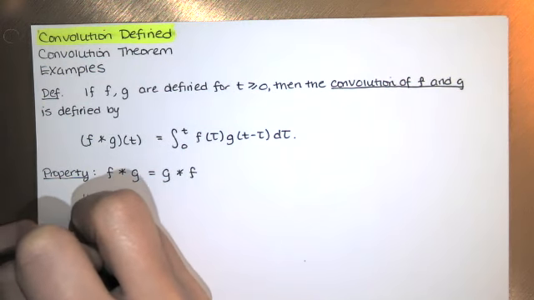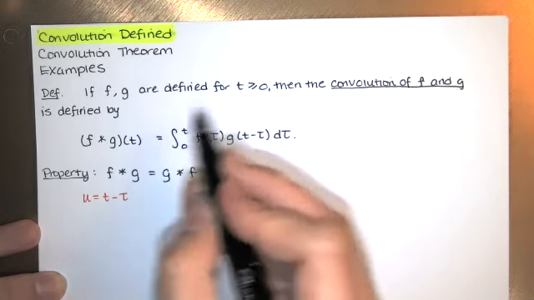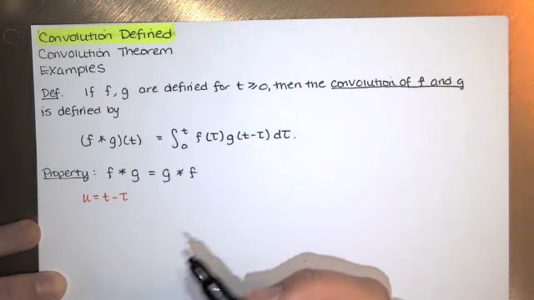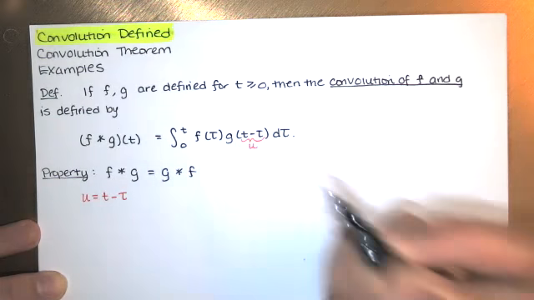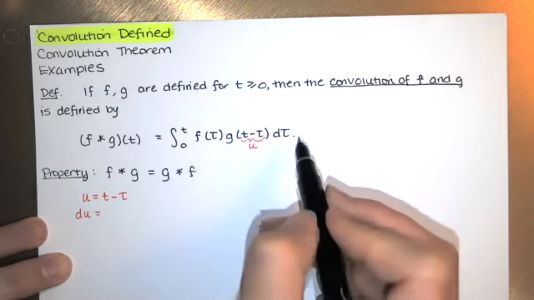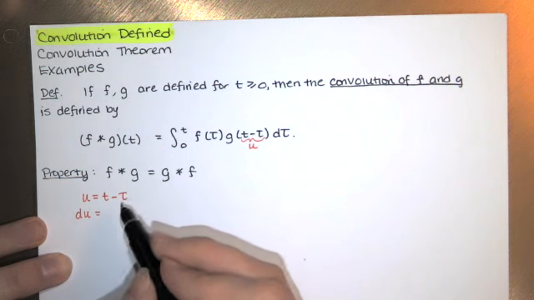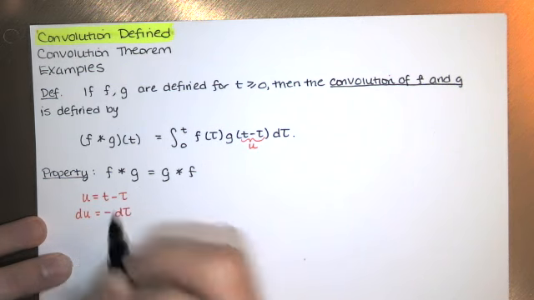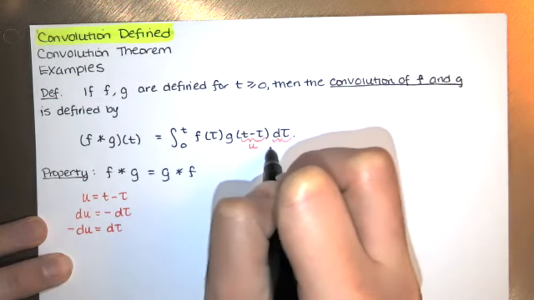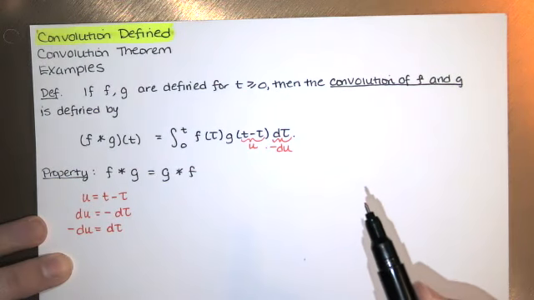If I let u equal t minus tau, and I want to write everything entirely in terms of u, I can. Then this would be g of u in that case. Now, if I'm thinking of tau as my variable, when I make the substitution, I compute the derivative of u with respect to tau, so I get negative 1 times d tau. So negative du is equal to d tau. And so I can write everything entirely in terms of u and t.